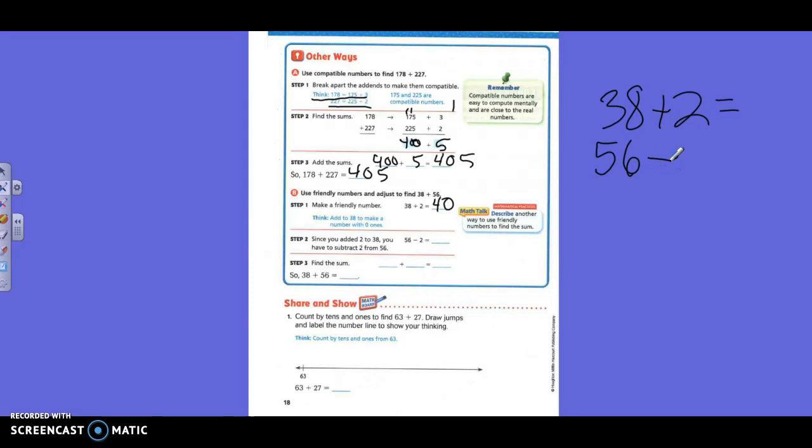Whatever you do to the top number, you have to do the opposite to the bottom number. So 38 plus 2 was 40. Now 56 minus 2 is what, guys? 54. Okay, now you have to add 40 and 54. 40 plus 54 equals what? 0 plus 4 is 4. 4 plus 5 is 9. So it equals 94. Okay, and that is friendly numbers.